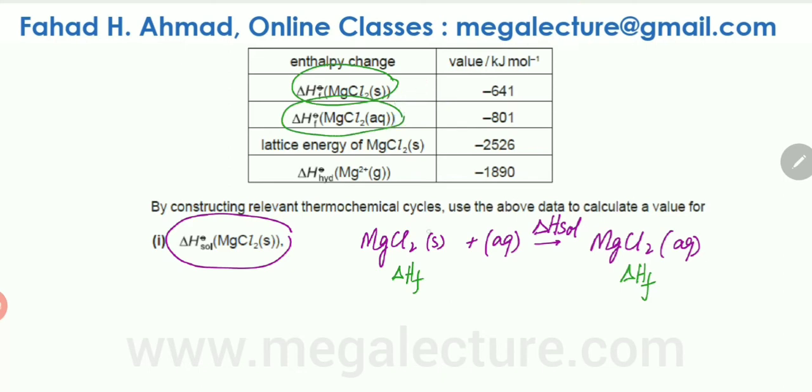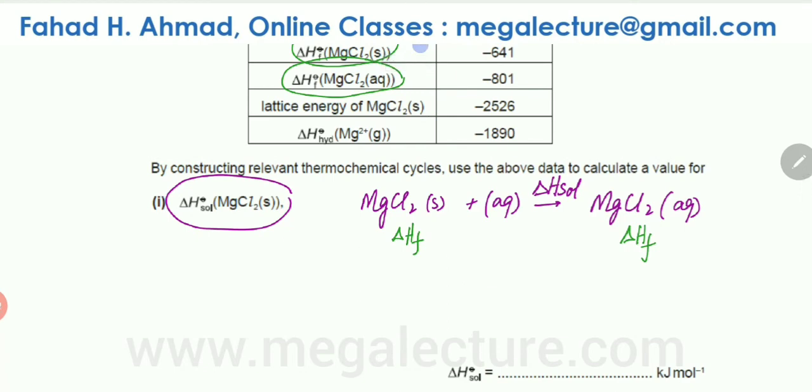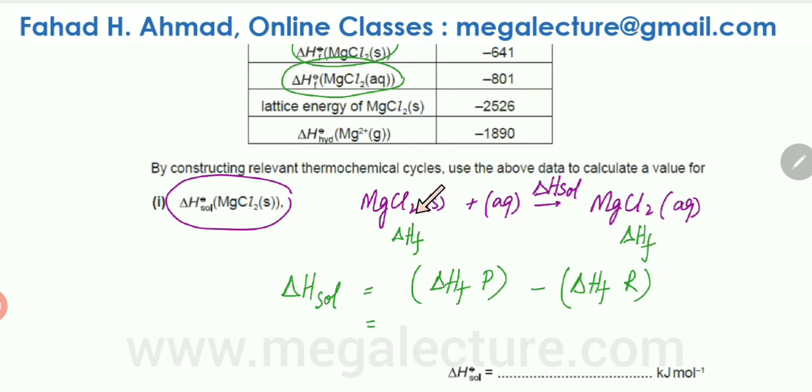So if the enthalpies of formation of the reactants are provided and the enthalpy of formation of the products are also provided, then there's a simple formula, which is that the enthalpy change of that particular reaction, which in this case is enthalpy of solution, would be the enthalpy of formation of products minus the enthalpy of formation of my reactants. So hopefully you're familiar with this formula, that if in a reaction enthalpy of formations are provided, then it's products minus reactants. So we're going to try and calculate that now.